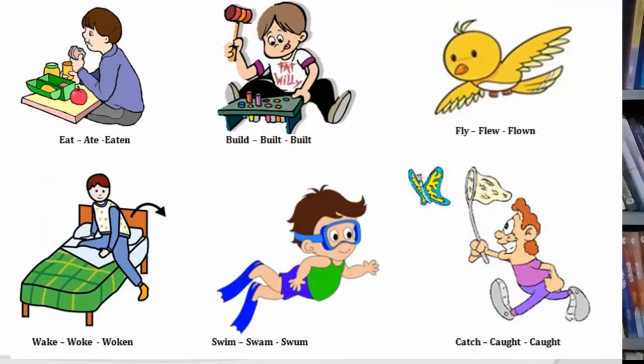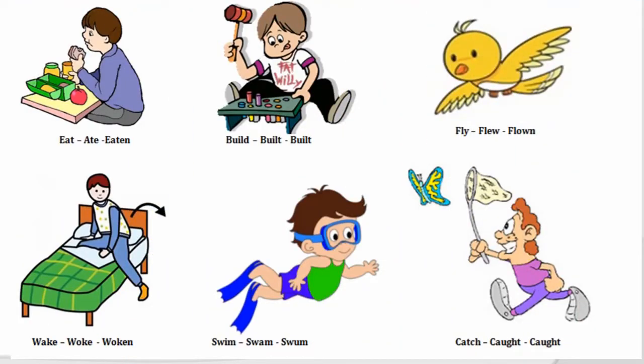I have some examples for you with activities. Eat, ate, eaten. You see, eat, ate, eaten. These three forms are totally different. Build, built, built. Fly, flew, flown. Wake, woke, woken. And these are all different, students.